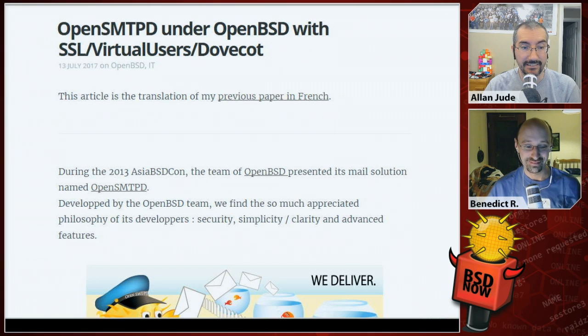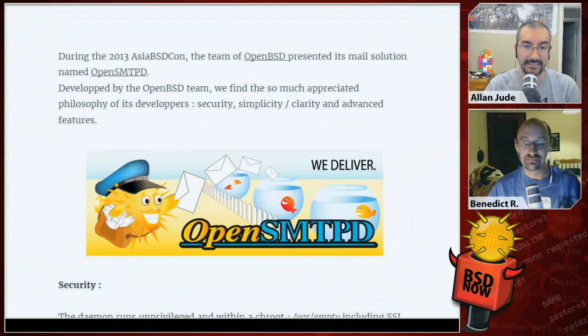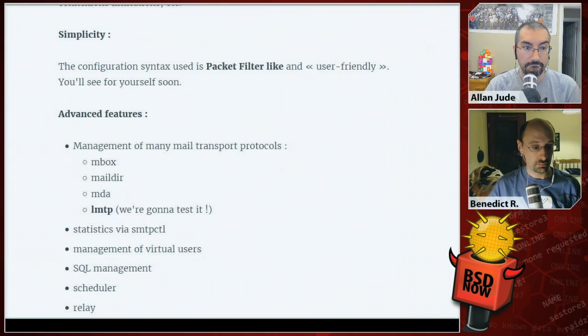Back in 2013 at AsiaBSDCon, a team of OpenBSD committers presented a mail solution named OpenSMTPD. Developed by the OpenBSD team, we find that it has much-appreciated philosophy as developers: security, simplicity, clarity, and advanced features. The basic configuration is pretty simple. If you're using OpenBSD, OpenSMTPD is already installed by default. We can immediately start with a simple configuration. You just decide what interfaces you want to listen on, specify a path to the aliases file so we can manage any redirections. And that's about it. Mails will be delivered to the domain, to the local mbox file in each user's home directory. And then finally, we accept to relay local mails exclusively.